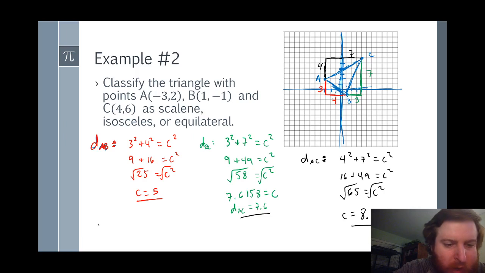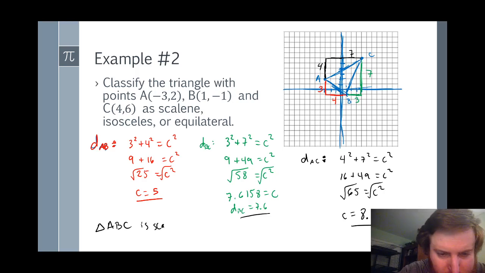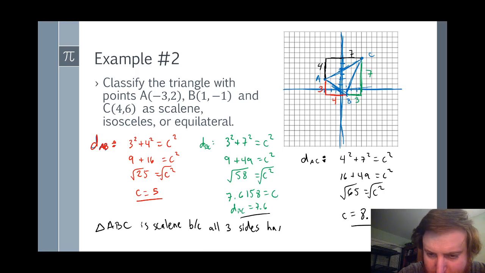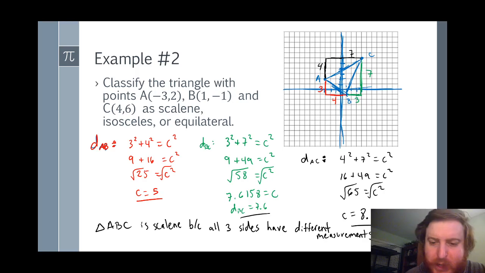So we'll say triangle, you can use that little triangle symbol, ABC is scalene because all three sides have different, I would either use the word measurements or lengths. So I'm going to use measurements, have different measurements. But you could use the word lengths as well. Don't say all three sides are different. You want to be specific. How are they different? They have different measurements. They have different lengths. Okay.